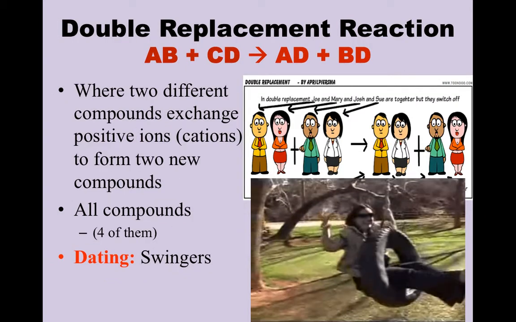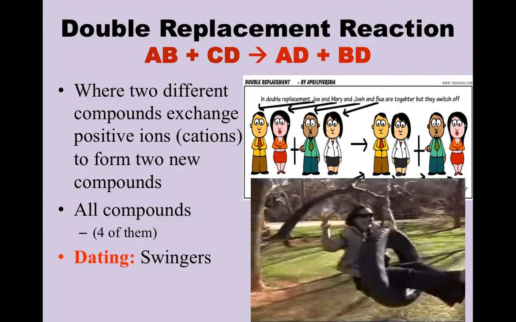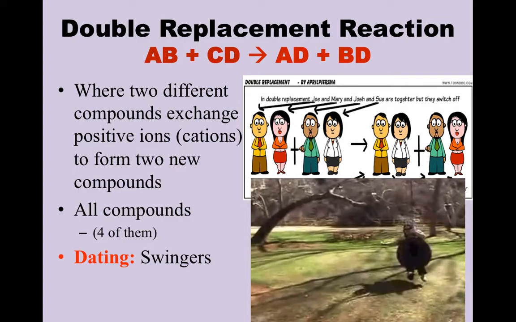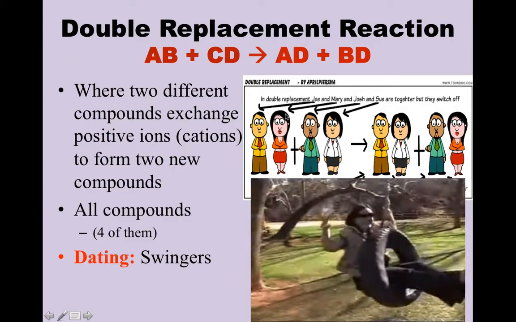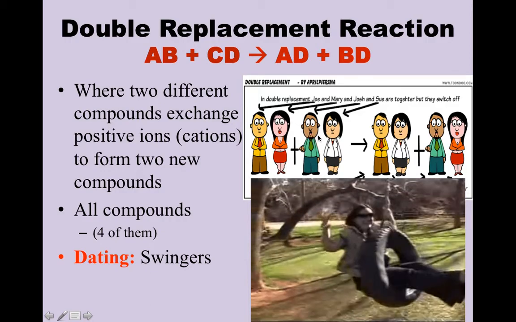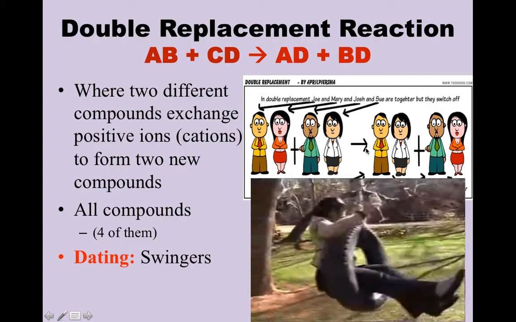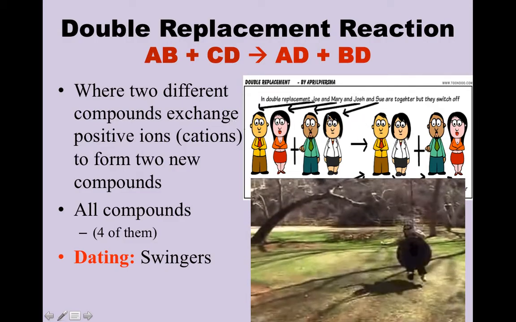Okay? Double replacement on here is where you have 2 different compounds, and then like here we have in this one, we have Joe and Mary together, and then Josh. Who is this? This is Josh and Sue. Okay, but then in the instance, then they will switch places.